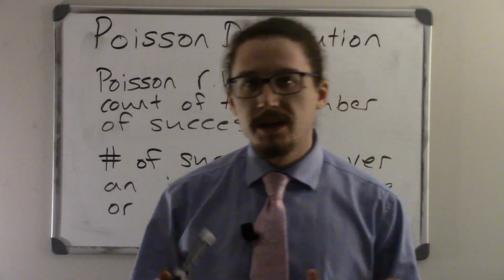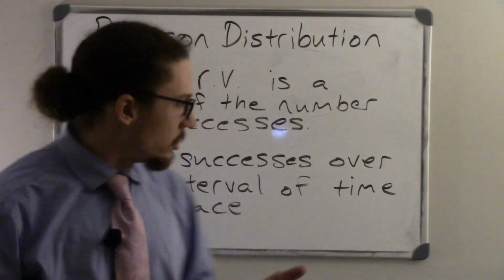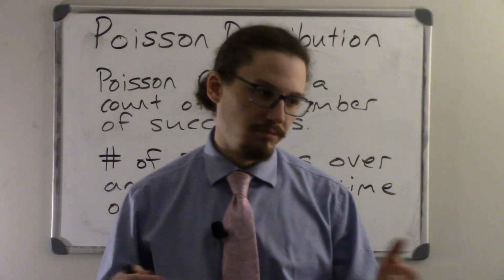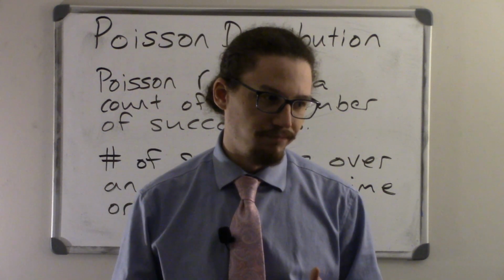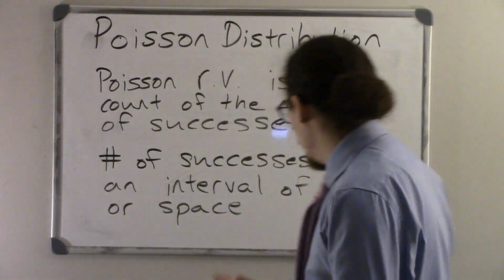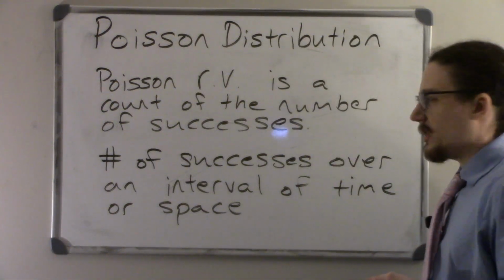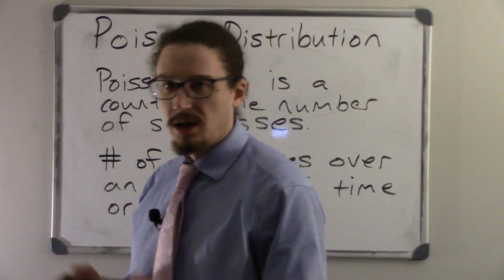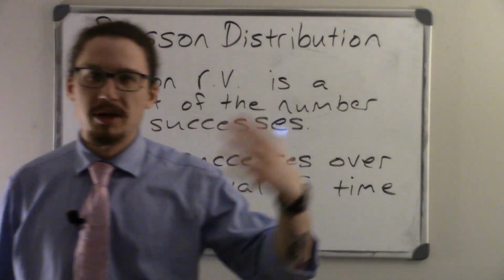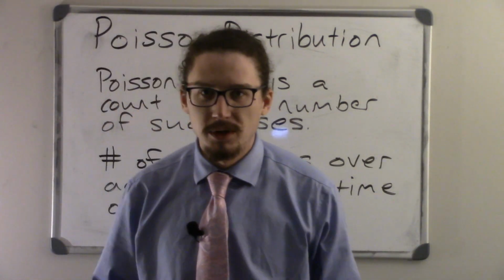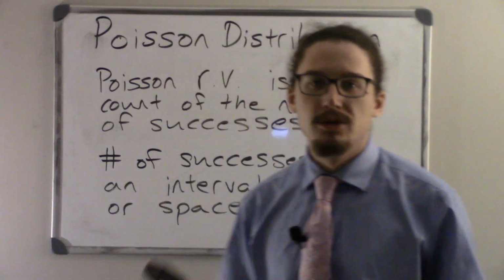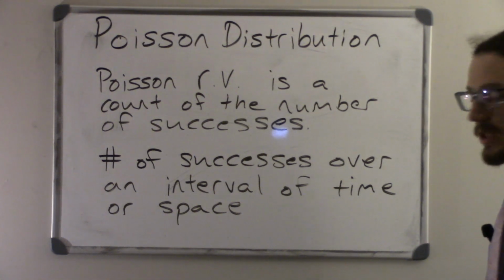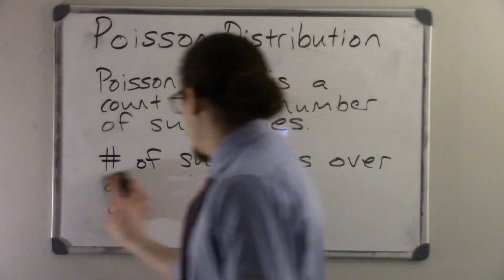So we're going to have some fixed unit of time. Usually it's going to be time, but it can be space. I once did an example of the number of power outages per mile, for however many miles of power line a company had. That could be where you might use space instead of time, but more commonly it's going to be time. Now let's actually start talking about the distribution itself.